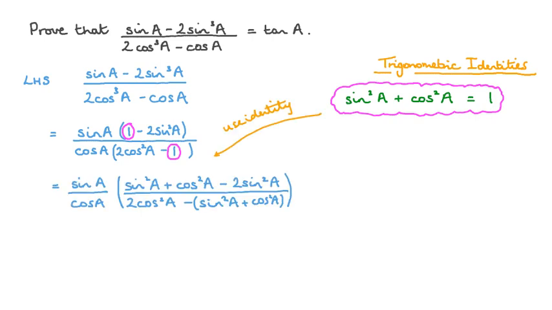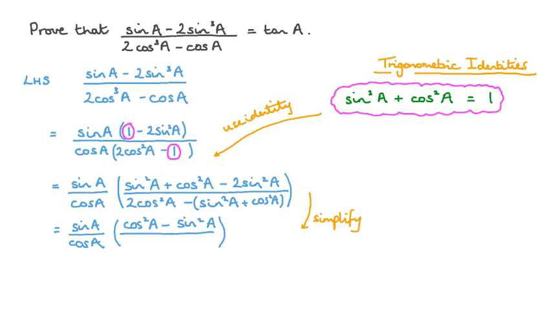So now we're going to use our identity, and when we substitute it in, we're going to get sin A over cos A multiplied by (sin squared A plus cos squared A minus 2 sin squared A), because we had a 1 there, which we said is equal to sin squared A plus cos squared A, and then all over (2 cos squared A minus), and again inserting our trig identity, (sin squared A plus cos squared A). As you've noticed, I've split the fraction into 2, so we've got the sin A over cos A separate, and that will be useful in a minute using another trig identity.